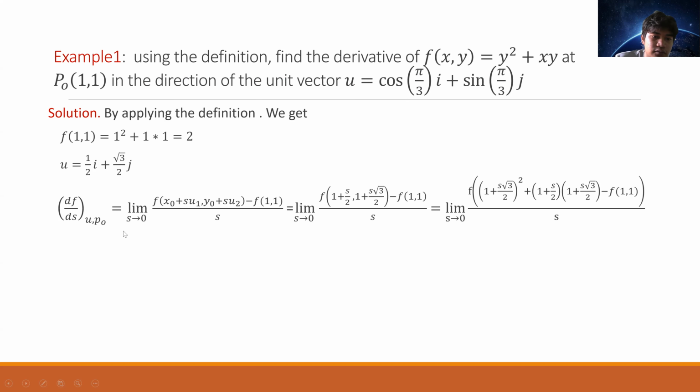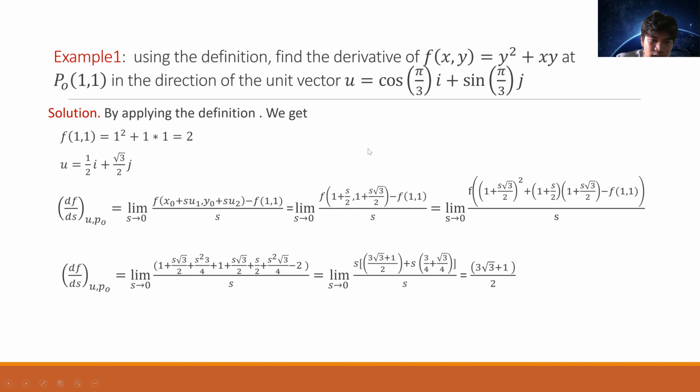So by applying the definition, we got df over ds in the direction of u at point p sub 0 is equal to the limit as s approaches 0 of f(x sub 0 plus s times u1, y sub 0 plus s times u2) minus f(1, 1) over s. And then we got the limit as s approaches 0 of f(1 plus s over 2, 1 plus s times square root 3 over 2) minus f(1, 1) over s. And then we got the limit as s approaches 0 of (1 plus s times square root 3 over 2) square plus (1 plus s over 2) times (1 plus s times square root 3 over 2) minus f(1, 1) over s.